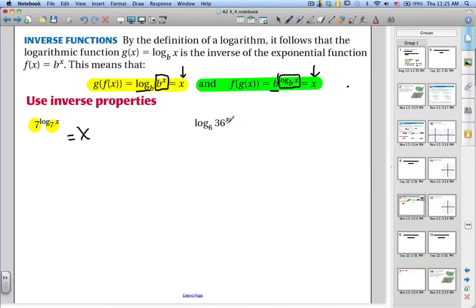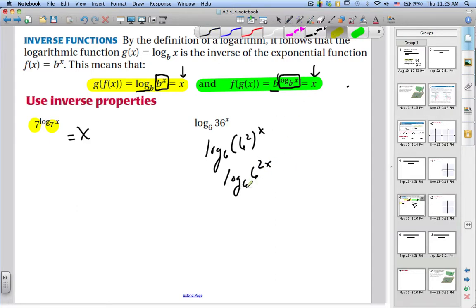Now here I don't have the same number, but I could rewrite 36 to be a power of 6, right? So this is 6 squared to the x power. And if I take a power to a power, I multiply the exponent, so log base 6 of 6 to the 2x power. Now the base of my logarithm matches the base of my power. So they cancel each other out, and this will just simplify to be 2x.